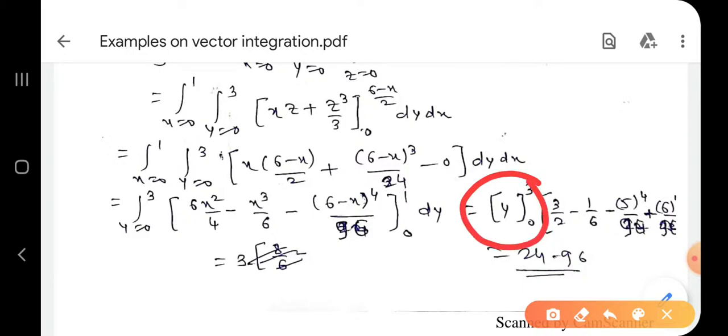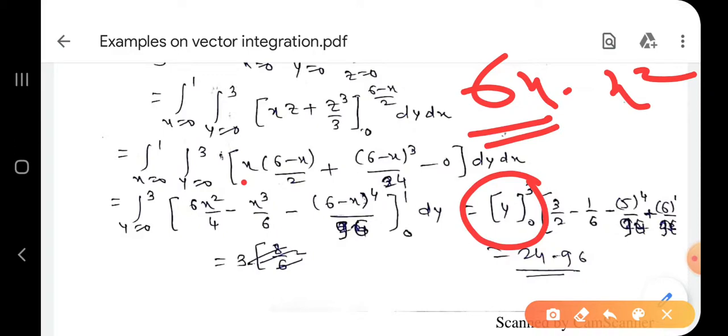Now here integrate. Multiply x inside. I get 6x minus x square. Correct. What is integration of 6x? It is 6x square upon 2 and denominator 2 already there, so it becomes 6x square upon 4 minus x cube upon 3 into this 2. It becomes x cube upon 6. Here 6 minus x raised to 4 upon 4 and already 24 present.